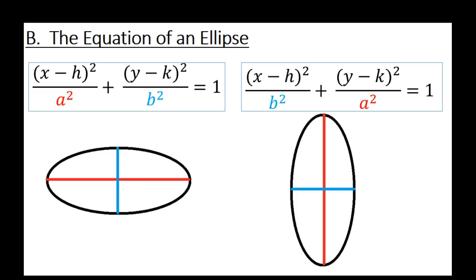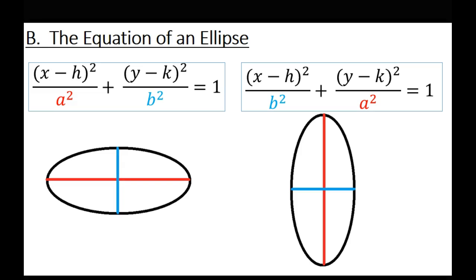Notice that they look almost exactly like one of the versions of the circle equation I gave you, the one where it was 1 on the side. But notice that the denominators are different. Now look at the shape. The shape looks like a circle and it's been stretched.